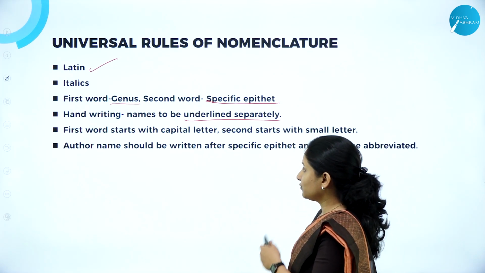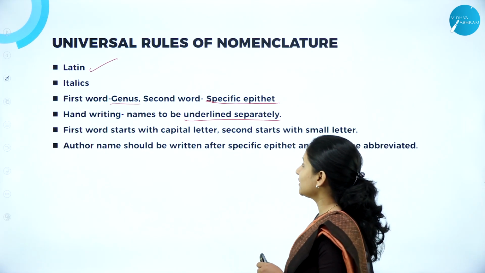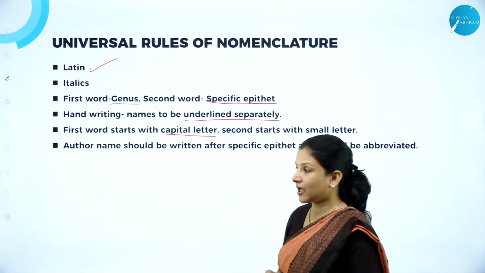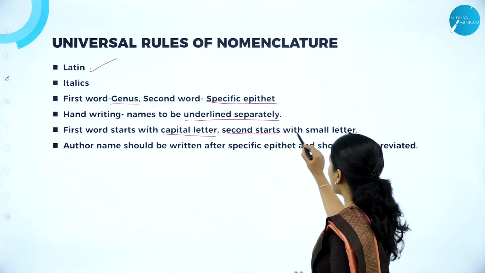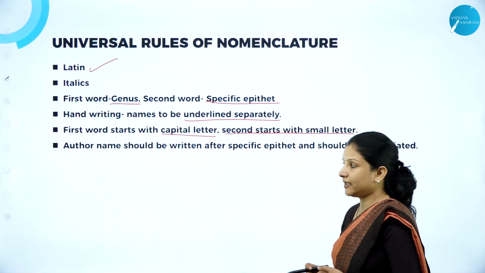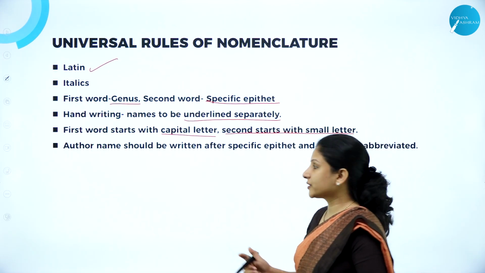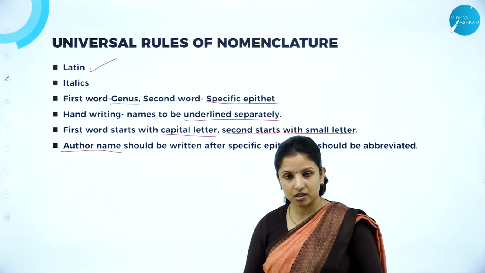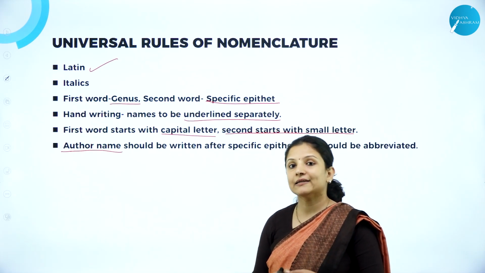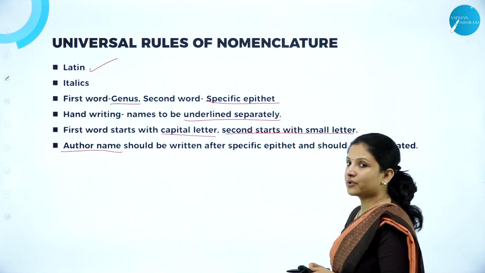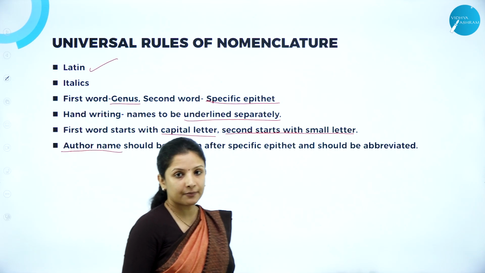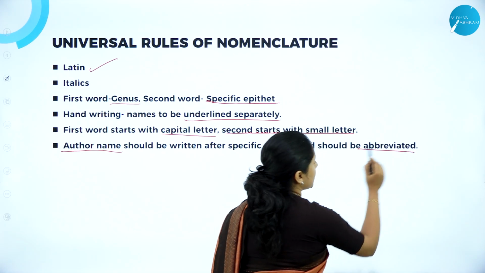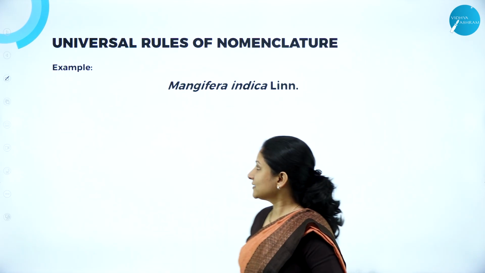Next, the first word should always start with a capital letter. So the genus should always begin with a capital letter and the second should always start with a small letter. Next, talking about the author name. Whenever we write the author name, it should always be written after the specific epithet. And since it is a noun, it should always start with a capital letter, and we are not supposed to fully write the author name, but we have to write it in short form, or it should be abbreviated. So we'll understand this clearly.